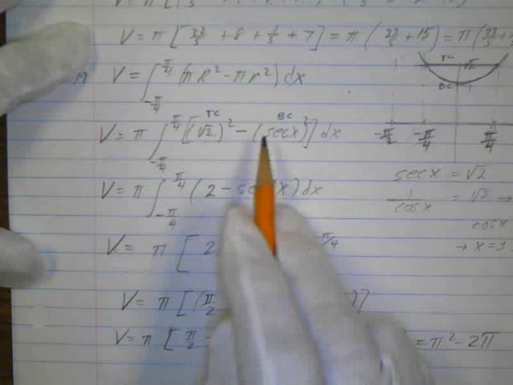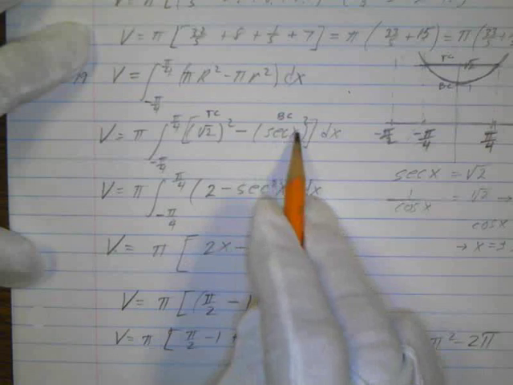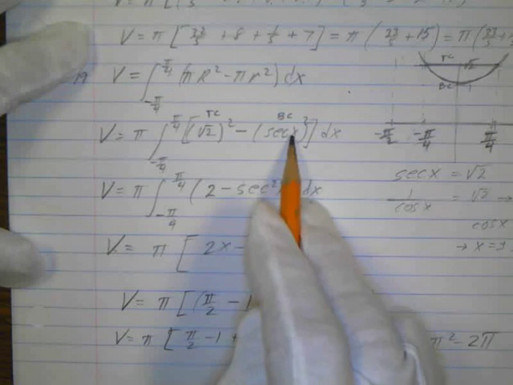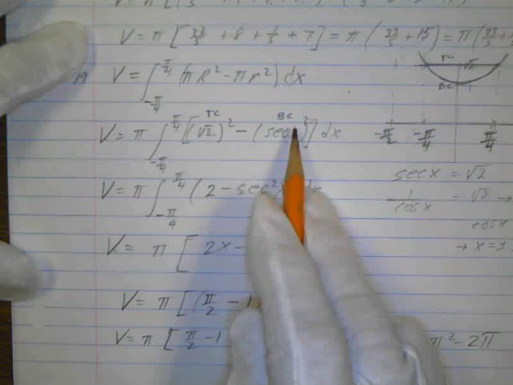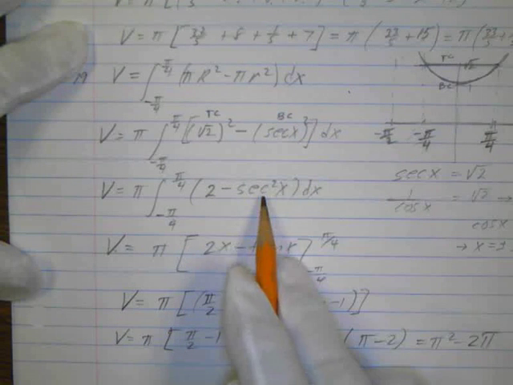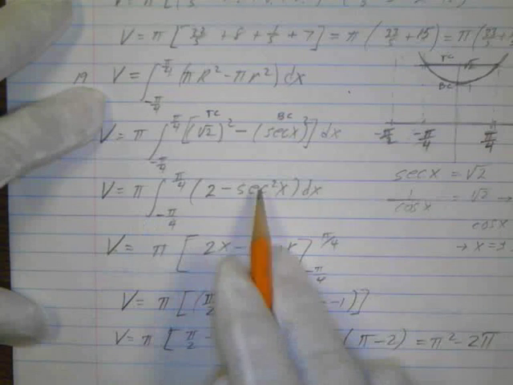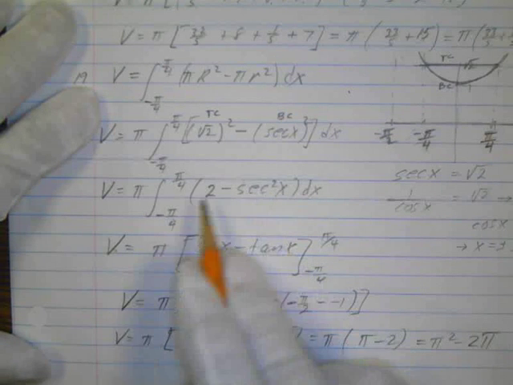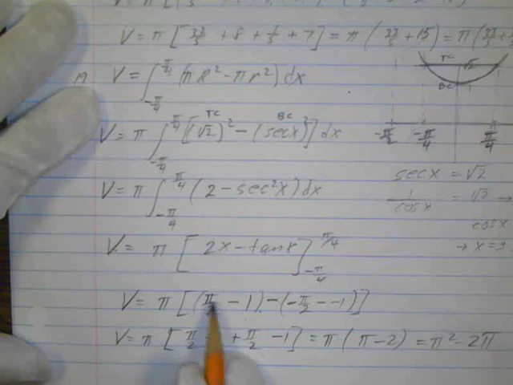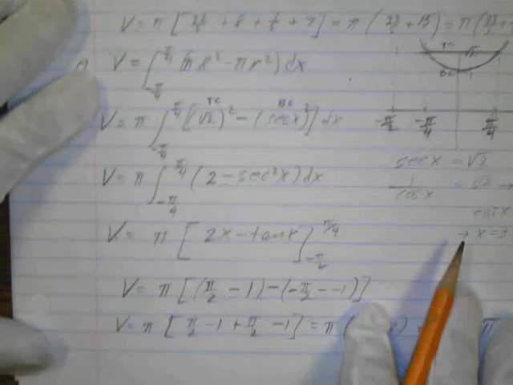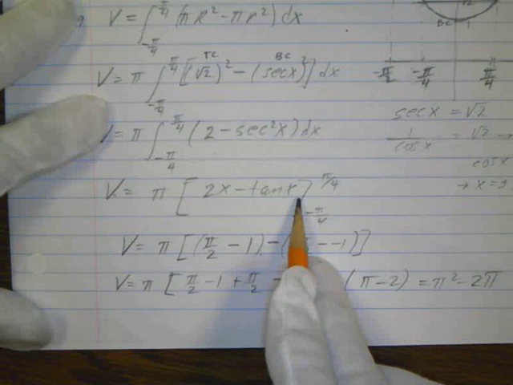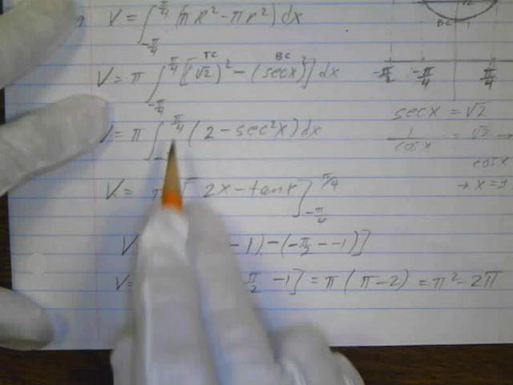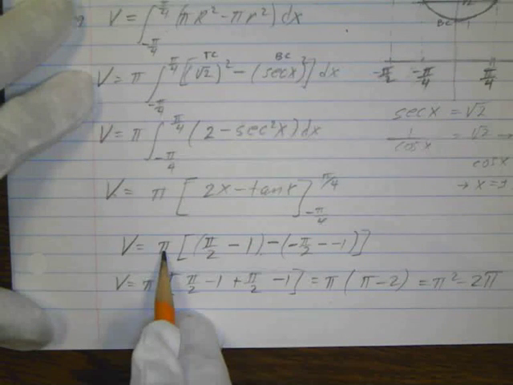And that was the square root of 2 squared, and that was the secant of x squared, because that was the bottom curve. So if I square the square root of 2, I get 2. And if I square secant, I get secant squared. And then I'm ready to take my antiderivative, and these work out real nice because the antiderivative of 2 is just 2x, and the antiderivative of the secant squared is good old tangent x. So that worked out real nice. And again, I have the pi out in front, so I've got pi.